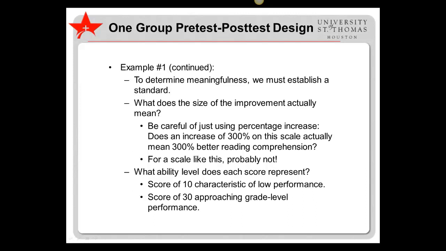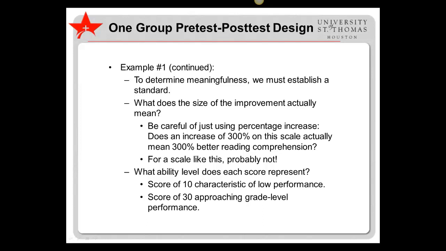To determine meaningfulness, we must establish a standard. In other words, what does the size of the improvement actually mean? Be careful of just using percentage increase. Does an increase of 300% on the scale actually mean 300% better reading comprehension? For a scale like this, probably not. What ability level does each score represent?